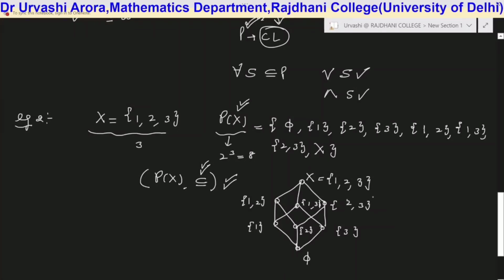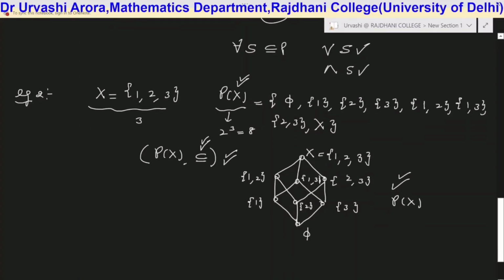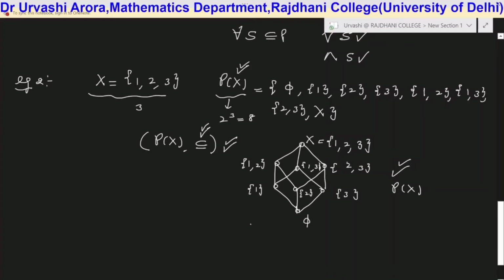And now that we know this is the Hasse diagram for the power set of X, using this diagram we can find out the join and the meet of various elements. But the question here is that this particular set, which is a poset, we have to find out whether it is a lattice or not, or whether this is a complete lattice or not.